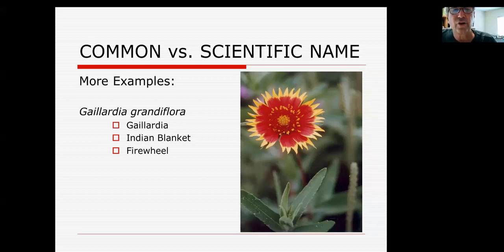So again, using that scientific name of Gaillardia grandiflora is a good thing to make sure you're talking about the right plant. And it just takes time to learn these and use them. The more you use them, the more you become familiar with them, then the easier it gets. And the less you use them, you kind of forget them. I'll tell you, I don't remember all the scientific names.